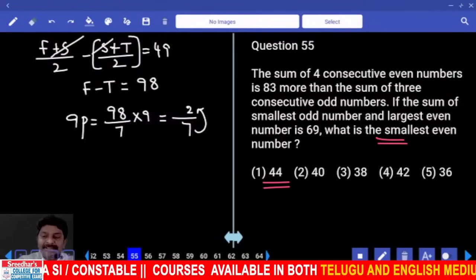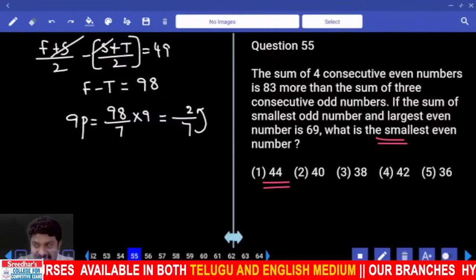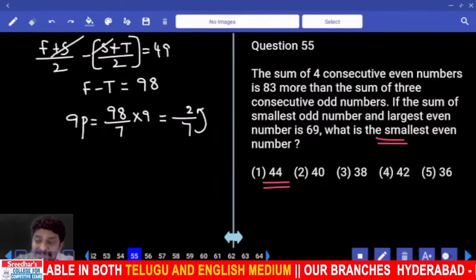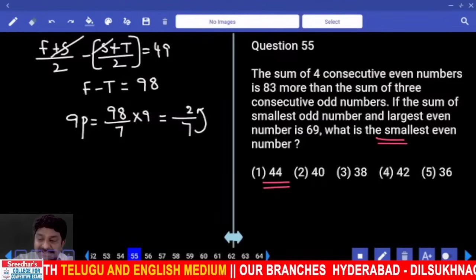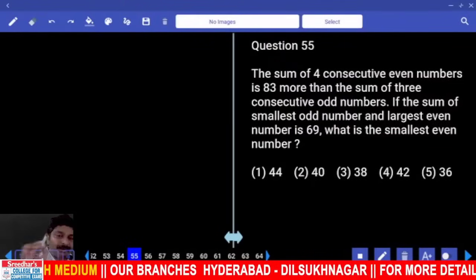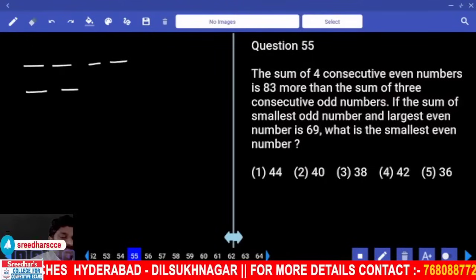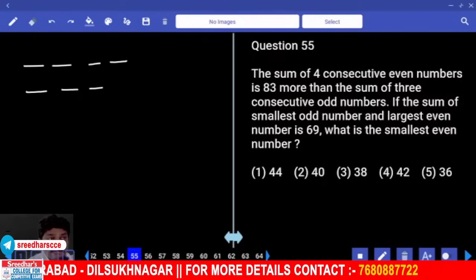The sum of 4 consecutive even numbers is 83 more than the sum of 3 consecutive odd numbers. If the sum of the smallest odd number and the largest even number is 69, what is the smallest even number? Okay. How many even numbers are there? How many odd numbers are there? What is the question?